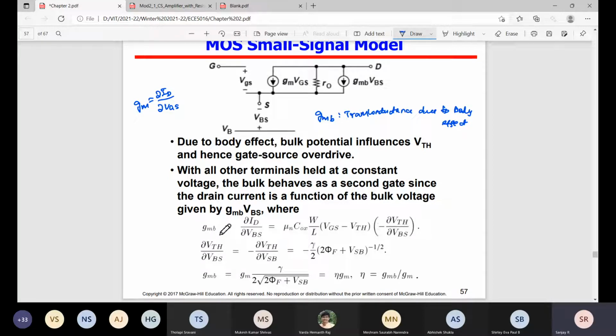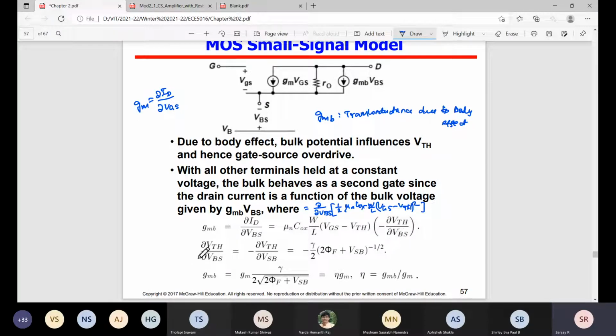So you know the current expression for ID. Let me write here dou by dou VBS of the saturation current, half mu n Cox W by L (VGS minus VTH) squared. Which parameter depends on the body source voltage, VGS or VTH? VTH. So let's differentiate. The 2 will come down and cancel, giving mu n Cox W by L (VGS minus VTH), which is common, times minus dou VTH, differentiating VTH with respect to the body source voltage.